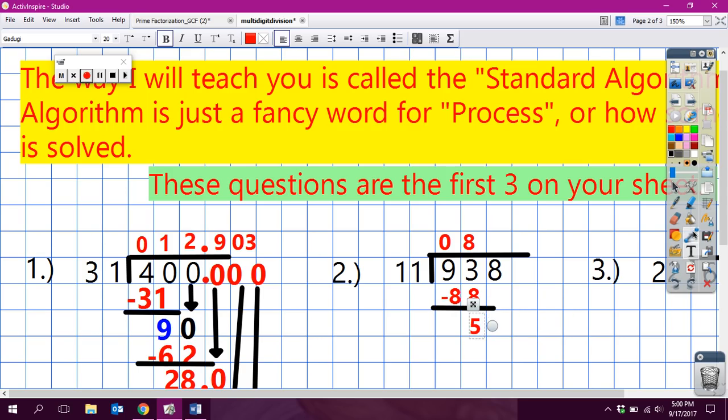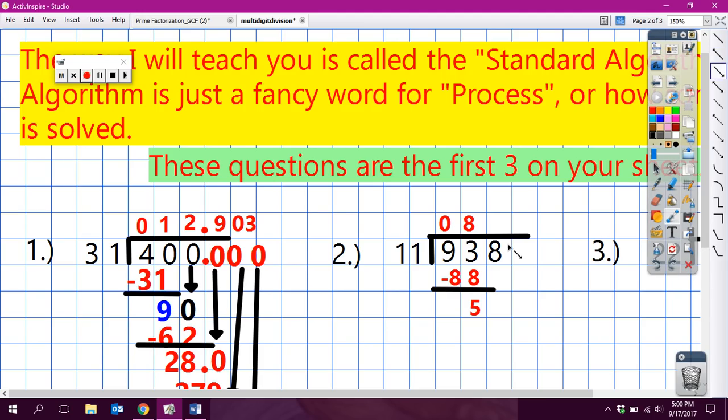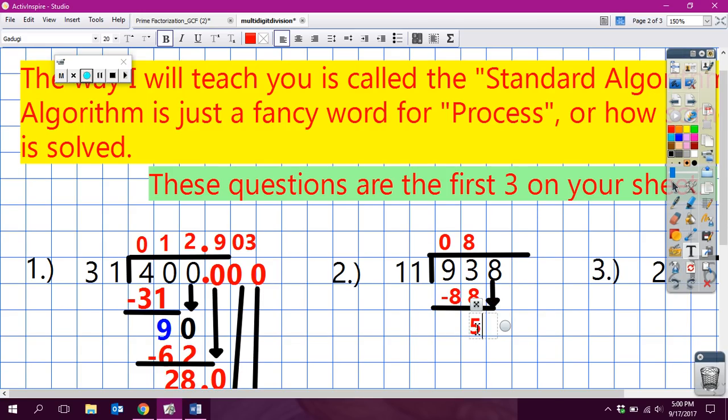And then I need to bring down my lovely 8 at the end of the problem, because that's my next digit that I have to deal with. So instead of just a 5, I actually have 58. Okay, alright, so next things next. How many groups of 11 will fit inside 58 without going over? Well, I know that 11 times 5 is 55, and that's really close to 58, and I think that may be as close as I can get.